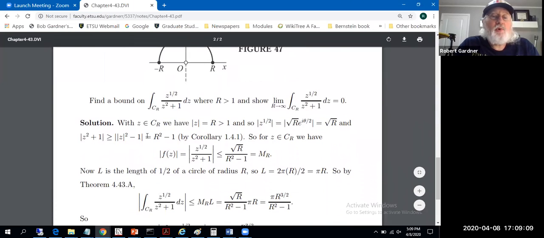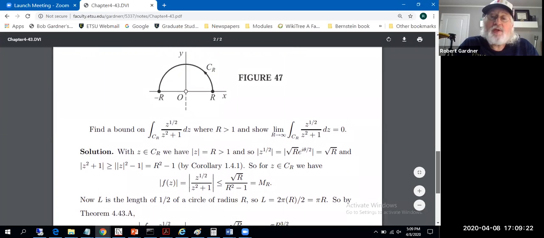And the instructions are more explicit this time. Find a bound on the integral about C sub r of z to the 1/2 over z squared plus 1, taking the radius of the circle to be greater than or equal to 1, or greater than 1 strictly. And show that the limit as r approaches infinity of that integral equals 0.